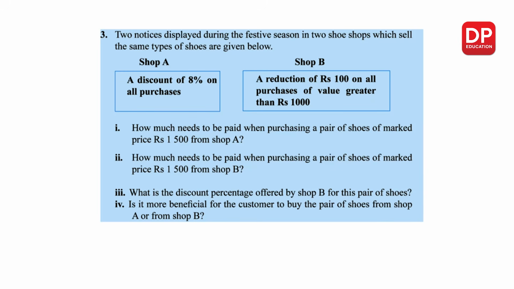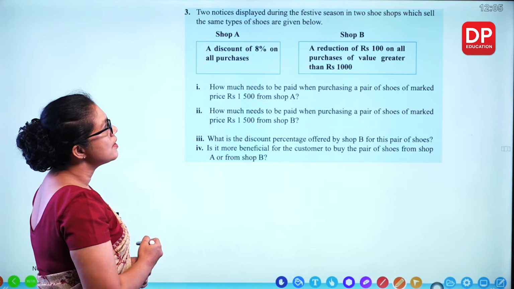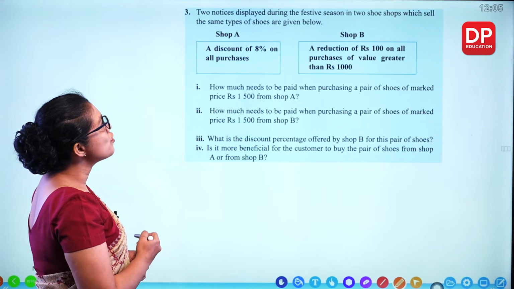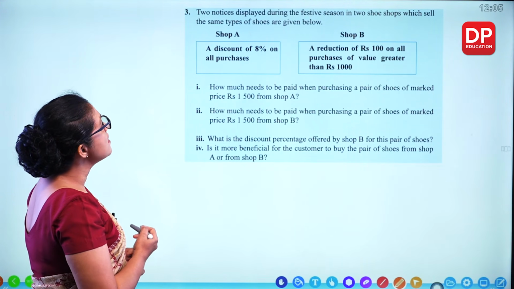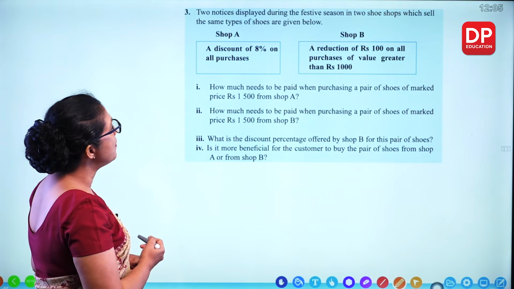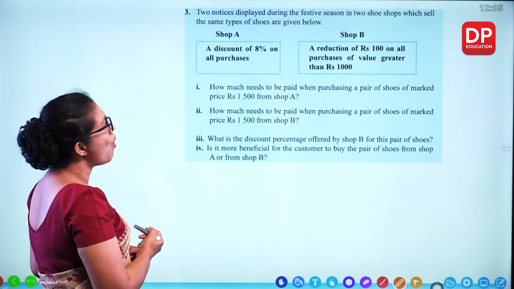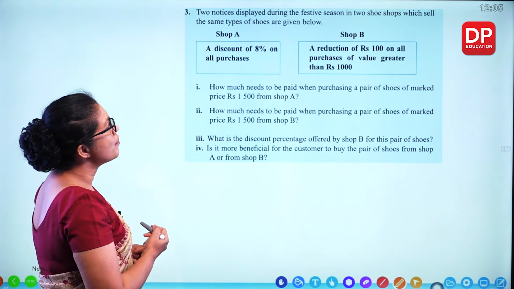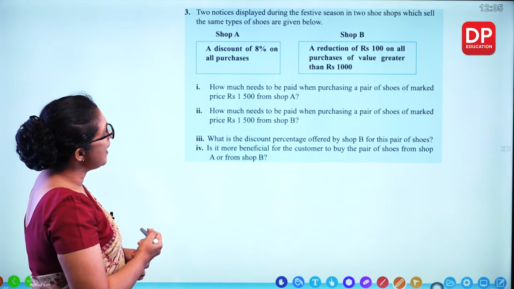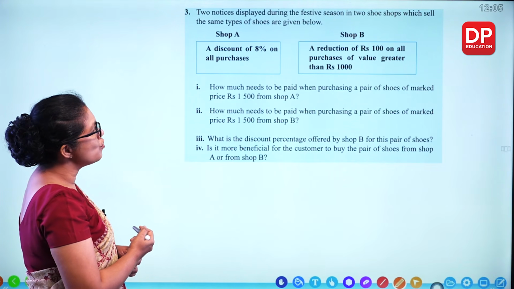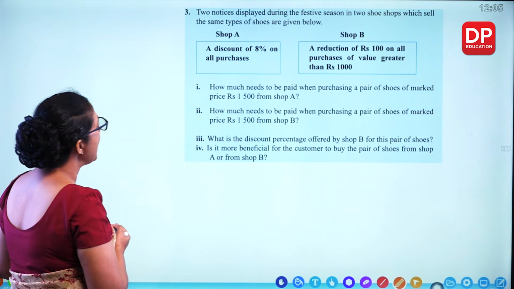Question number 3. 2 notices displayed during the festival season in 2 shoe shops which sell the same types of shoes are given below. Shop A and Shop B. Shop A says a discount of 8% on all purchases. Shop B says a reduction of 100 rupees on all purchases of value greater than 1,000 rupees. How much need to be paid when purchasing a pair of shoes of marked price 1500 from shop A?